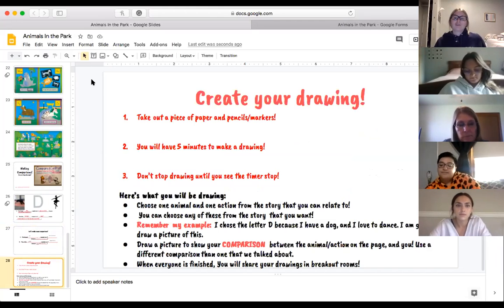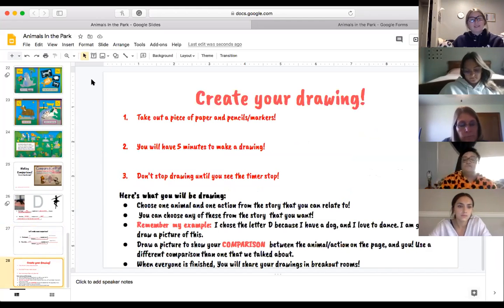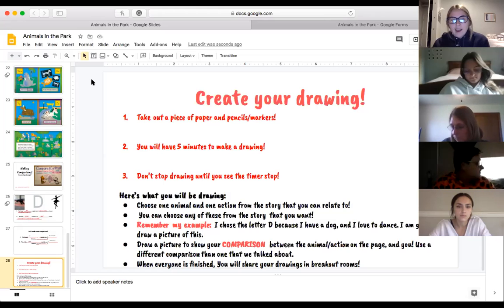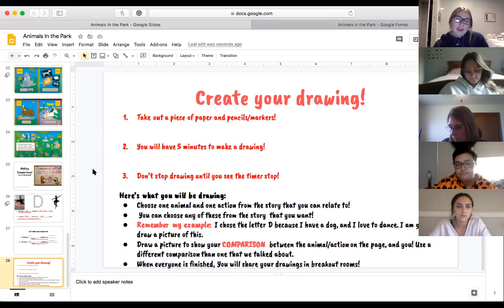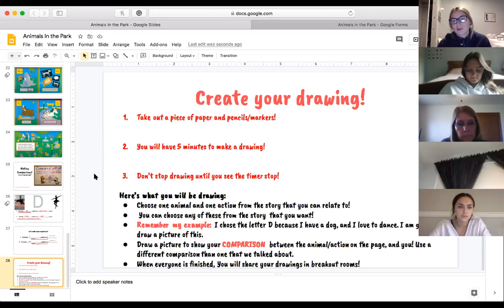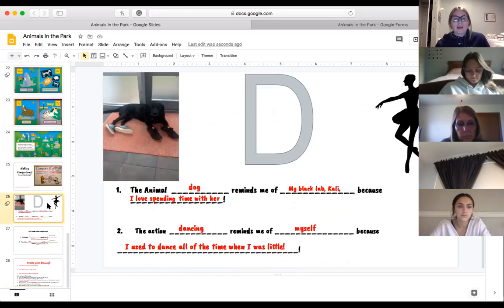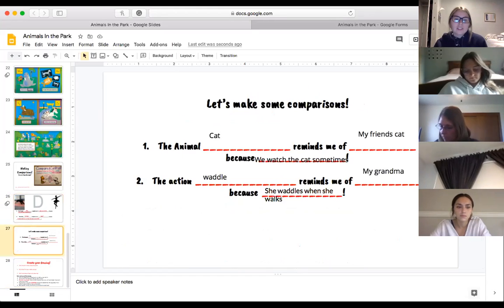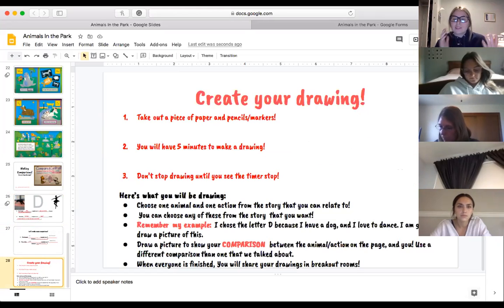So we are going to create some drawings on our own now. So if you would take out a piece of paper and whatever type of pencil or marker or crayon that you want to use, the kindergartners would have five to six minutes to make a drawing, and I would have a timer up, so we wouldn't stop drawing until the timer stopped. What you'll be drawing is you choose one animal and one action from the story that you can relate to, like I did with my dog and dance, and like we just did with the cat and waddle. And they can be from the same letter or they can be from different letters. So you can choose any one you want.